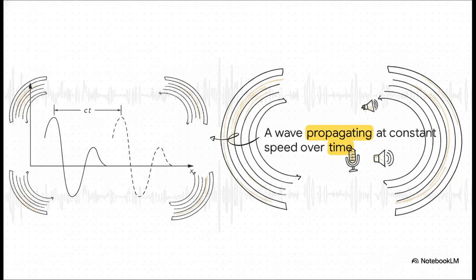So, purely mathematically speaking, if a wave holds its exact shape while cruising along at a constant speed, we can represent it as a function of its position x minus the speed times time, f of x minus ct. That simple little expression, that's literally the mathematical fingerprint of a propagating wave.